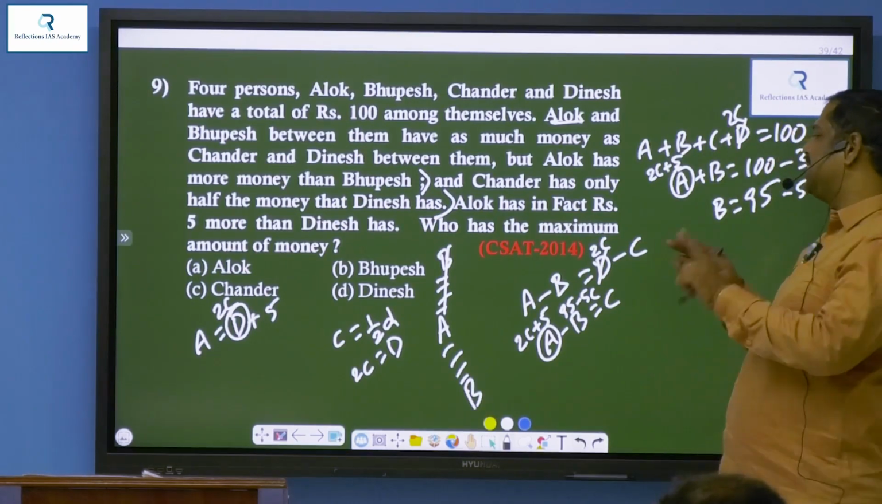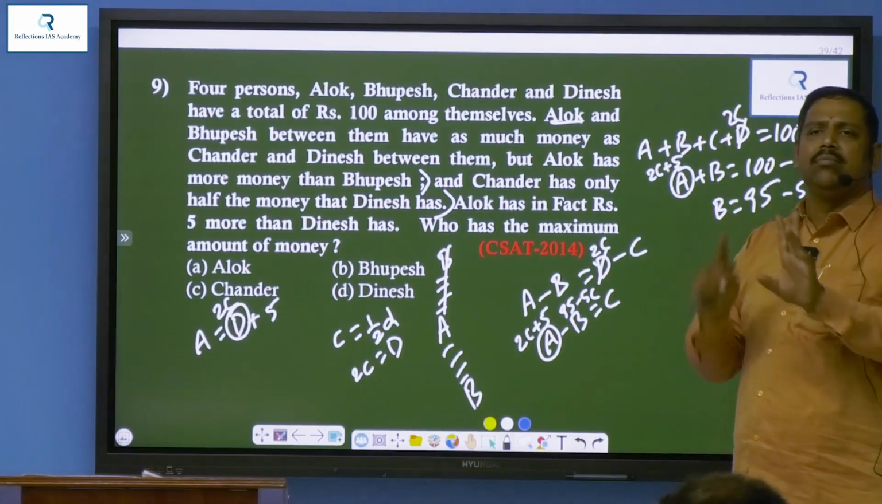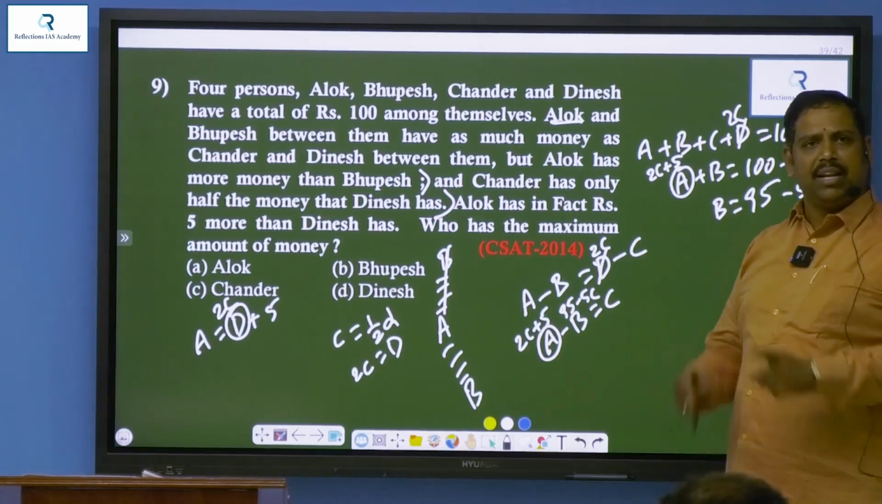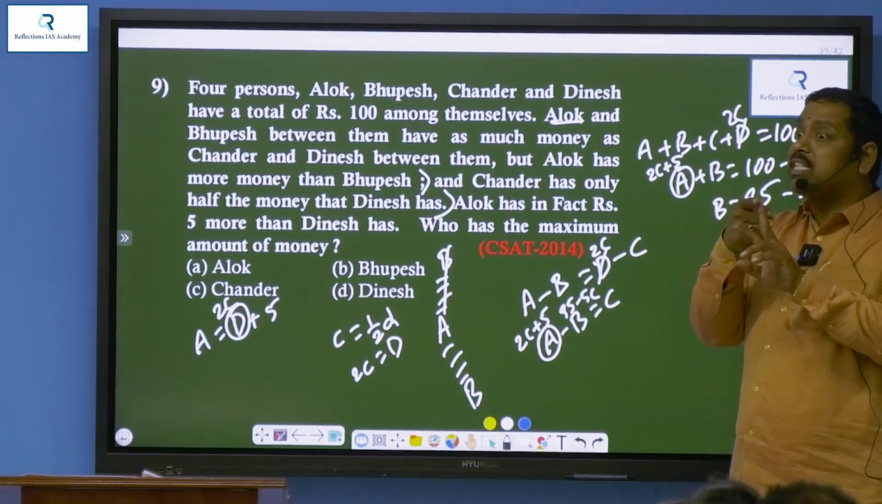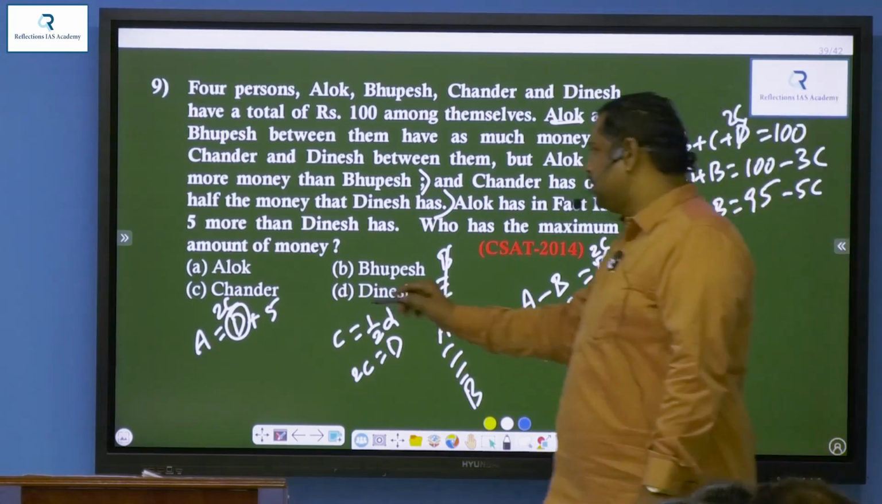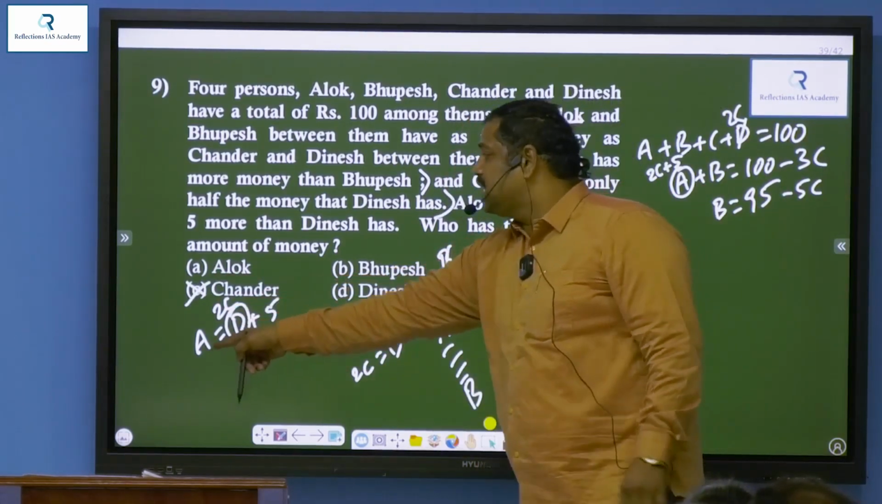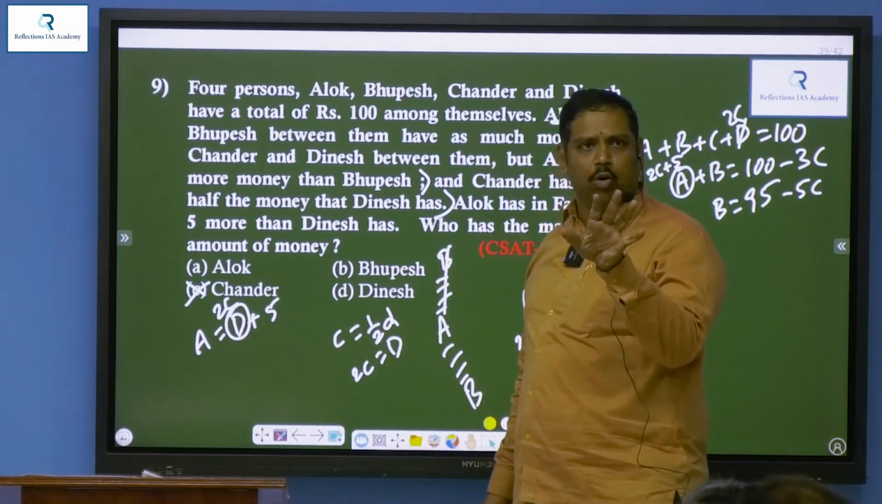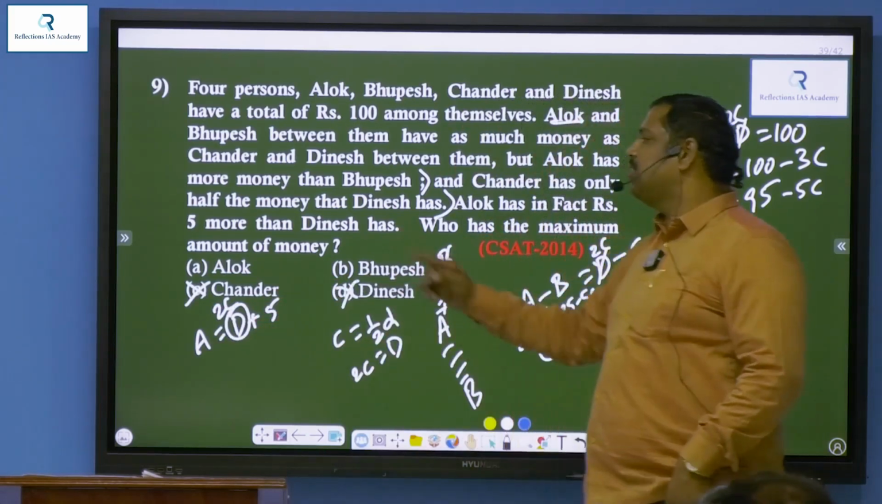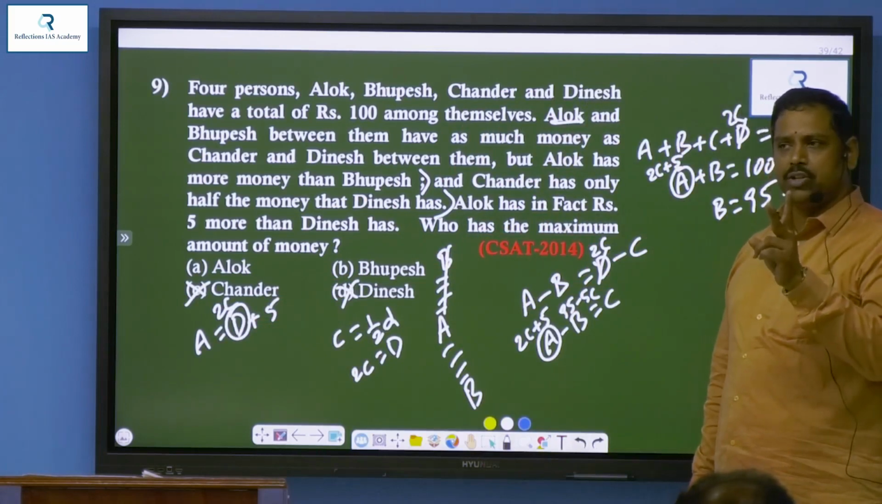Okay, so I can say one thing, sir. The answer is not C and D. Why? Because when compared to Chandra, D has more money, so C will not be the answer. When compared to D, A has 5 more, means D will not be the most. So the answer will be either Alok or Bhupesh.